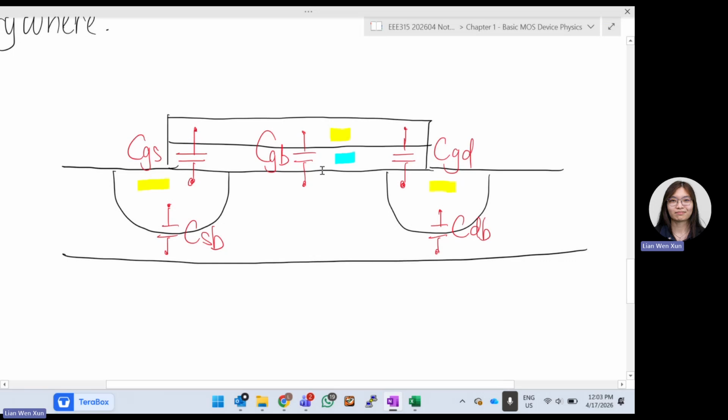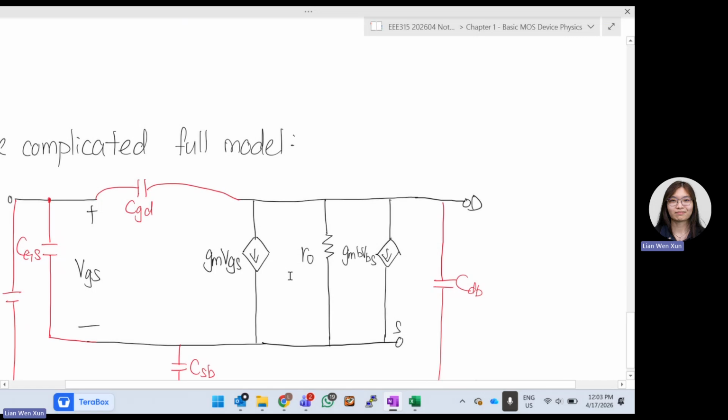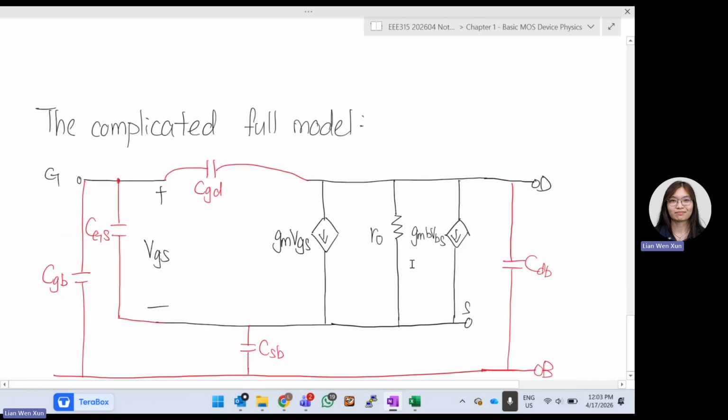Gate to drain, there's a capacitor. Gate to body, there's a capacitor. Between source to body, there's also a capacitor. Drain to body, there's also a capacitor. So there are capacitors everywhere. If you really want to go through the full model, it will look something like this. That has a lot of capacitors. But up to chapter 4, we don't need to learn this yet. We only need to learn about the capacitors afterwards. So this is just for your information.